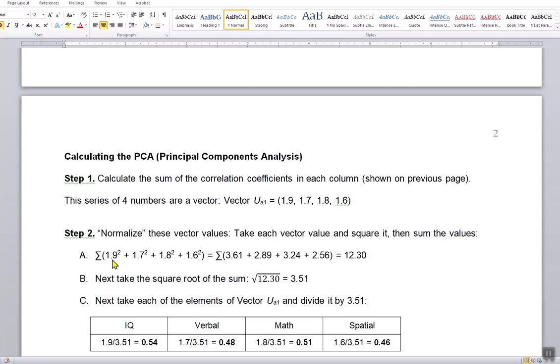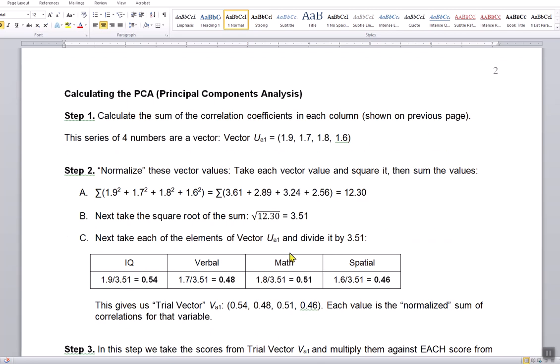So we take the squared sum of the correlations, and then we sum those squares, and we get 12.3. And then we take the square root of that, and we get 3.51. That turns it back into its original unit of measurement. This is the process of normalization.